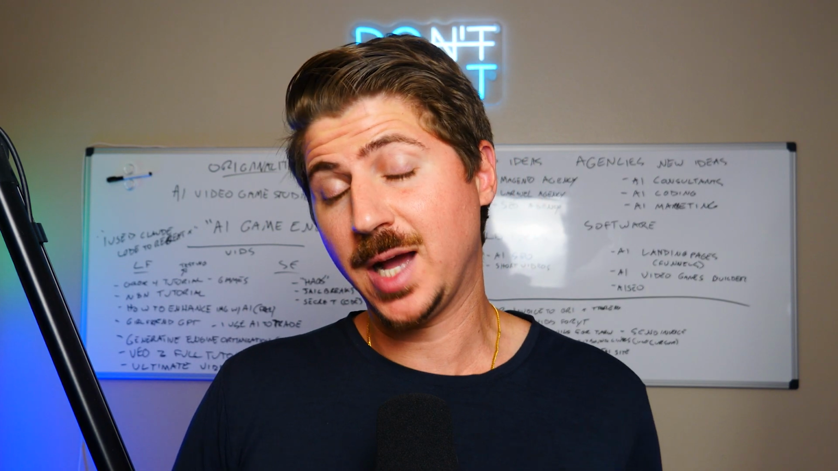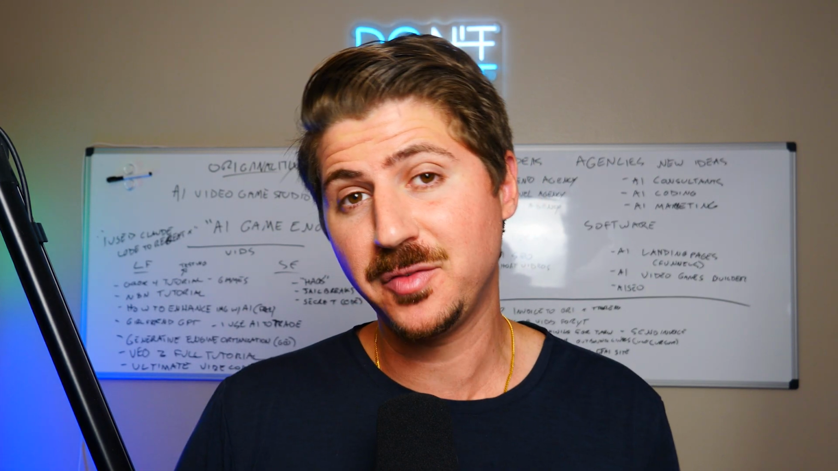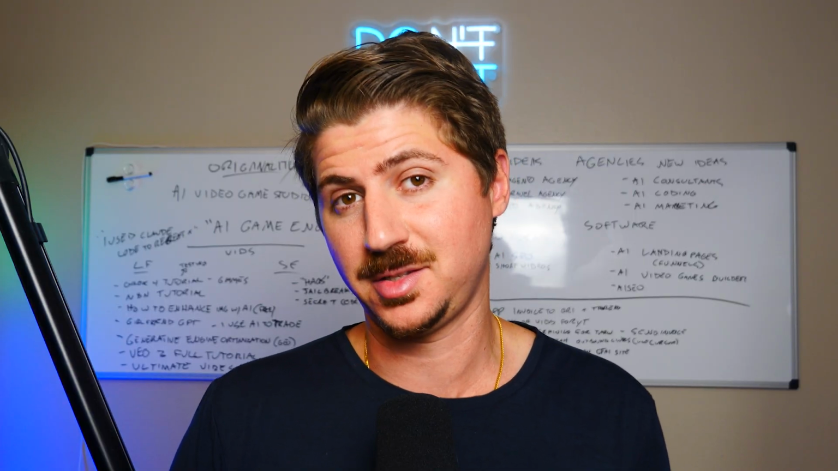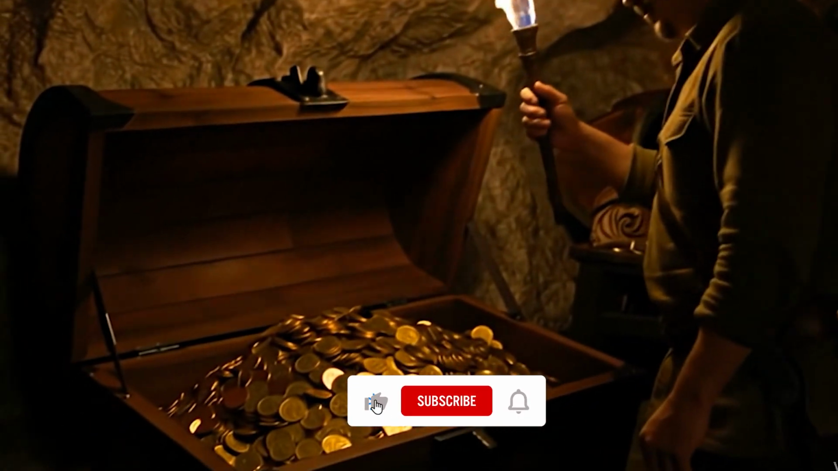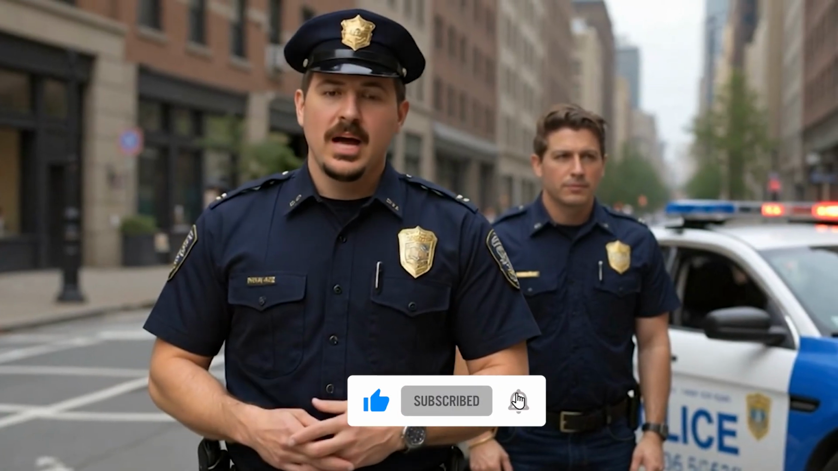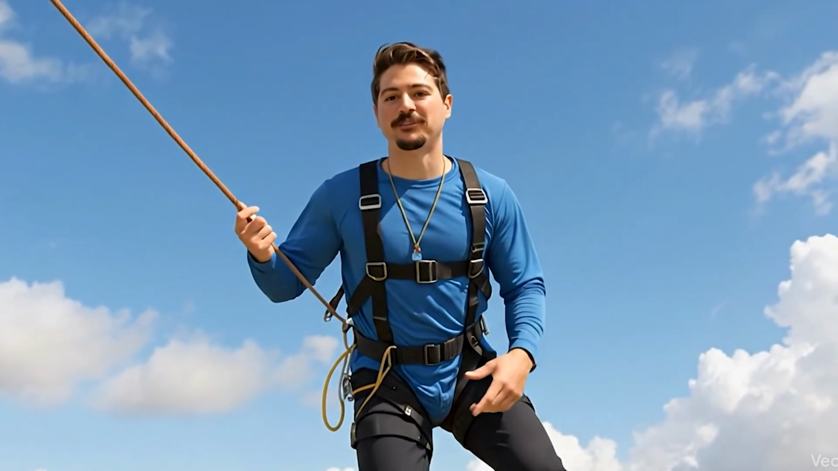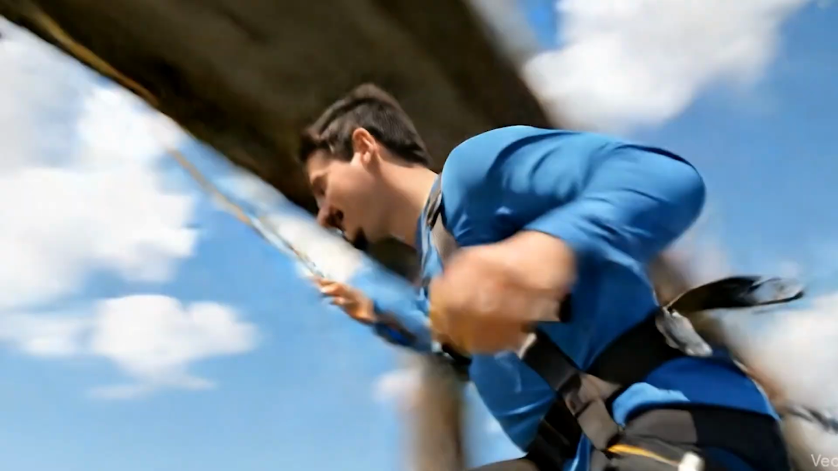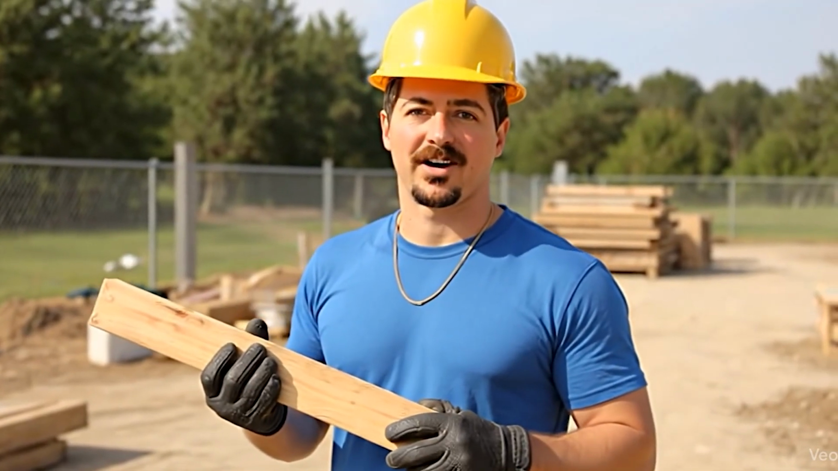I just figured out the absolute easiest way to create consistent characters in AI videos just like this. Whether I'm looking for hidden treasure, or I'm cleaning up the streets of New York City, or I'm bungee jumping for the first time, or I'm doing some good old-fashioned hard work.